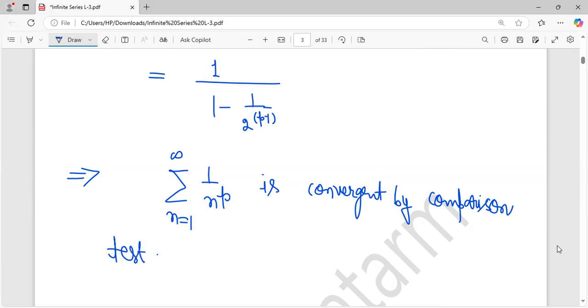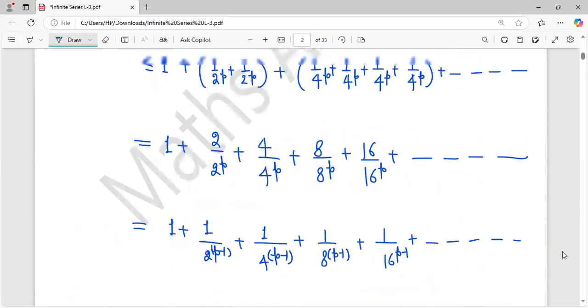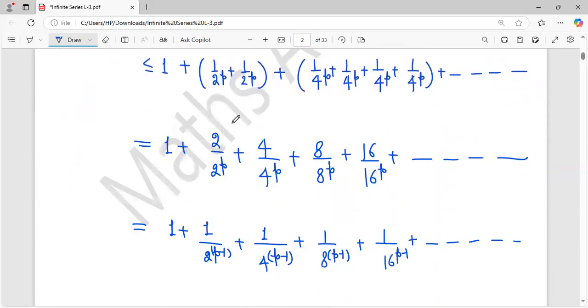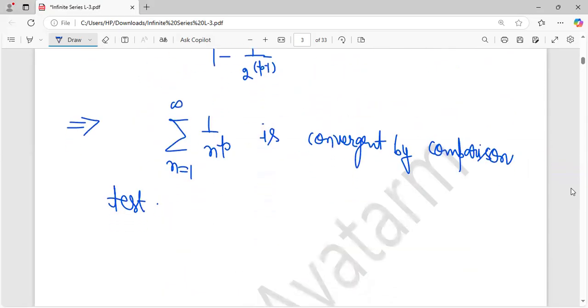Comparison test. Because we are grouping the terms of this series, each term is dominated by this, and this is converted into a geometric series, and this is convergent. So the main series is convergent.